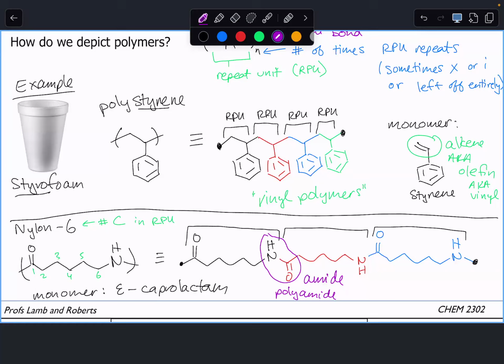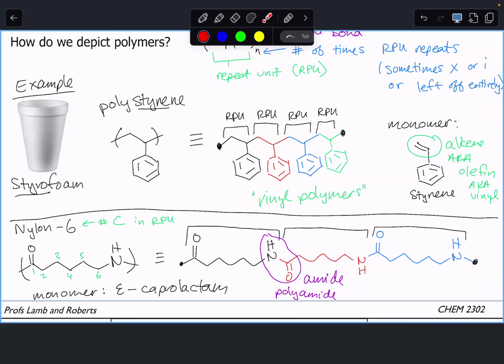Okay, so that's kind of the major parts. There's some confusion with how things are named in polymers. This is a polyamide because there's an amide in the repeat unit. This is called a vinyl polymer because there's a vinyl unit in the monomer. So it is a little bit confusing. It just kind of is what it is. But these are our two major classes of polymers. So now you know what a polymer is.